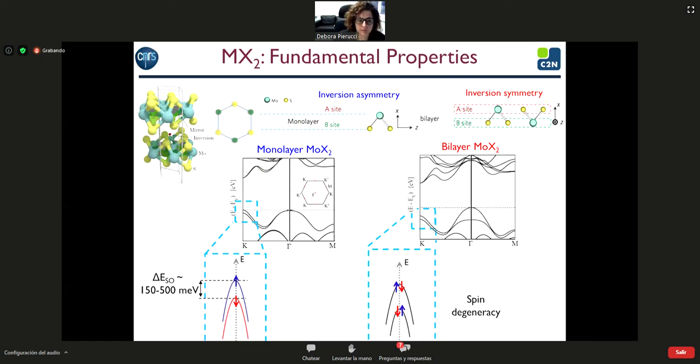If you look at this system of standard TMD, the inversion symmetry of the system is located between two layers. That means that in the monolayer, the inversion symmetry is broken. This inversion symmetry is recovered every time we have an even number of layers, so bilayer, four layers, and so on. Due to the strong spin orbit coupling that we have in the d orbital of the transition metal, at the K point of the Brillouin zone, we have a splitting of the band. In particular, in the monolayer, where the inversion symmetry is broken, the spin degeneracy at the K point of the band is lifted.